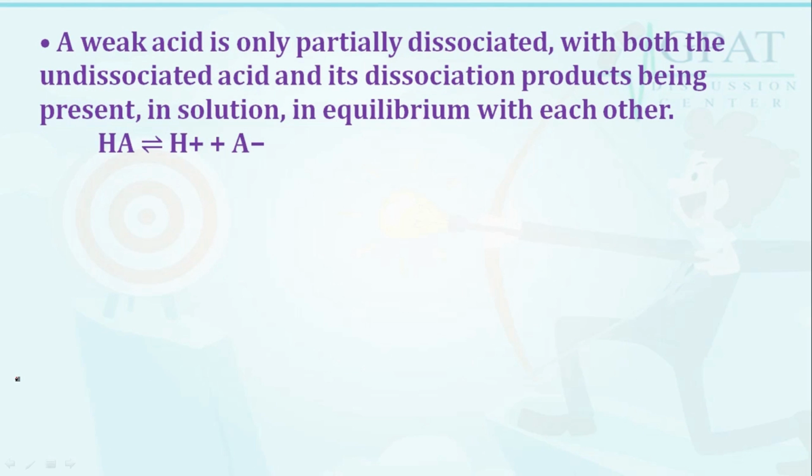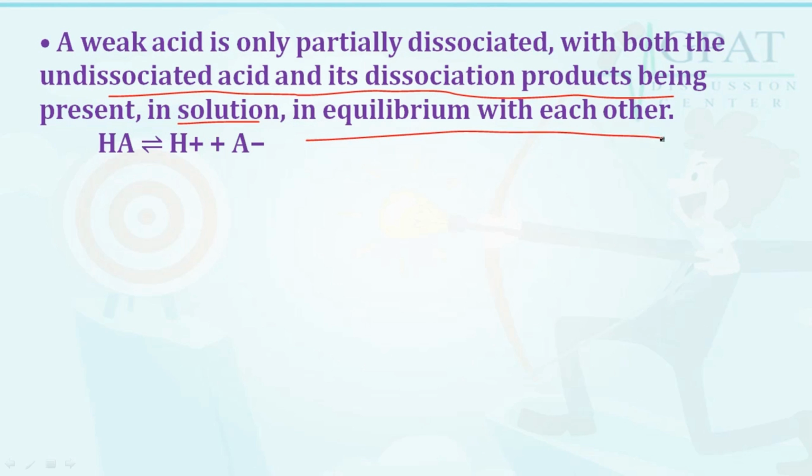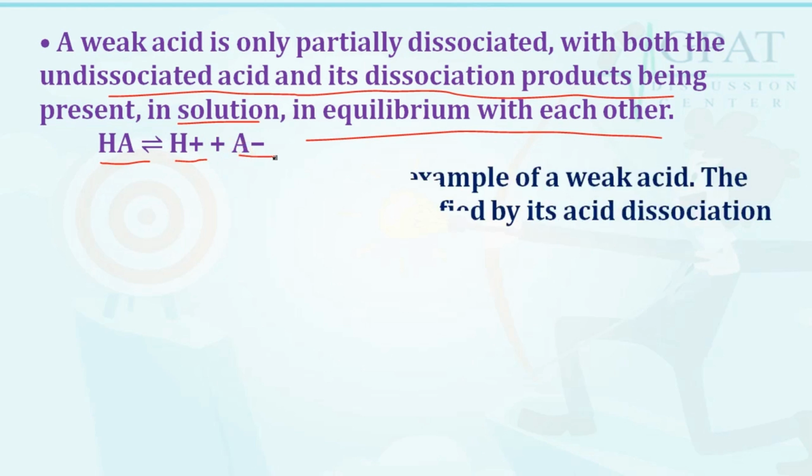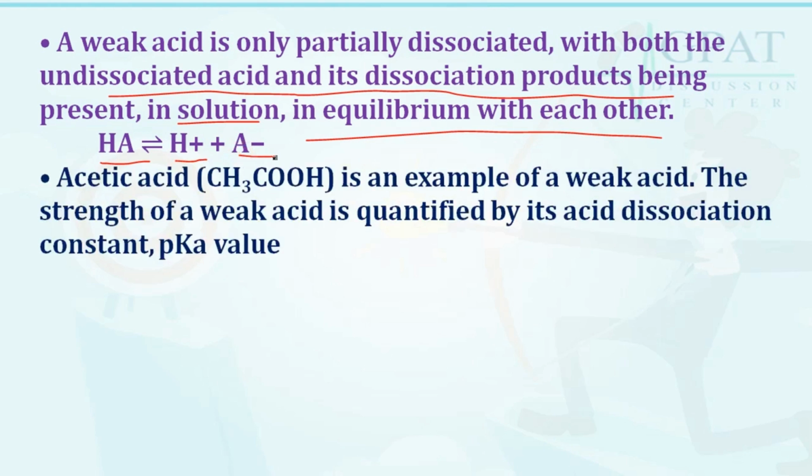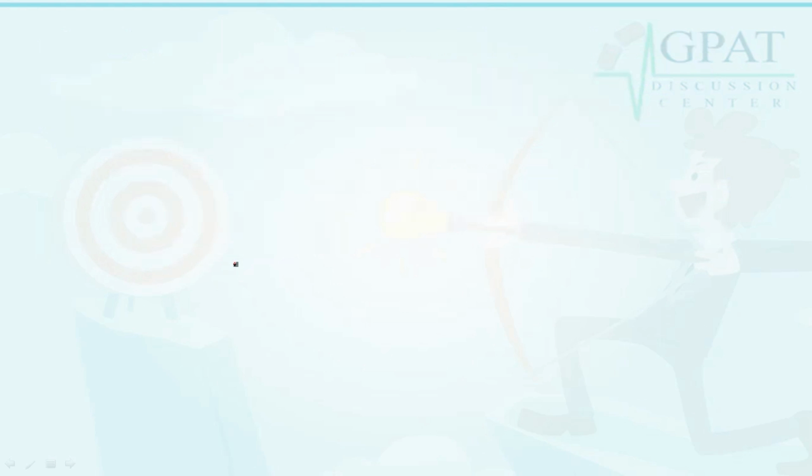A weak acid is only partially dissociated, with both the undissociated acid and its dissociation products being present in solution in equilibrium with each other, like this. HA breaks down into the proton and anion, both will be present. And a weak acid example is acetic acid. The strength of a weak acid is quantified by its acid dissociation constant, pKa.